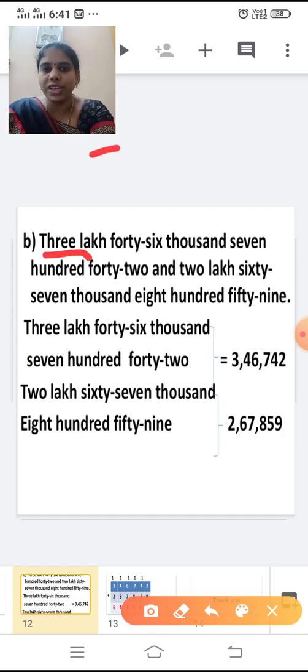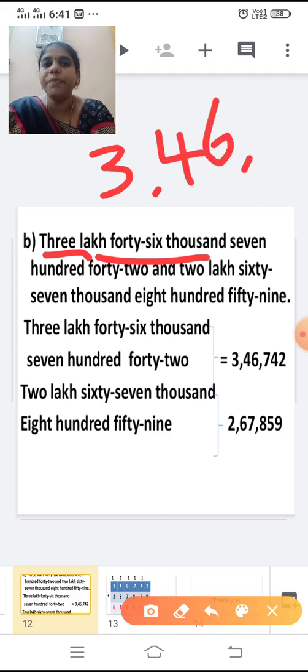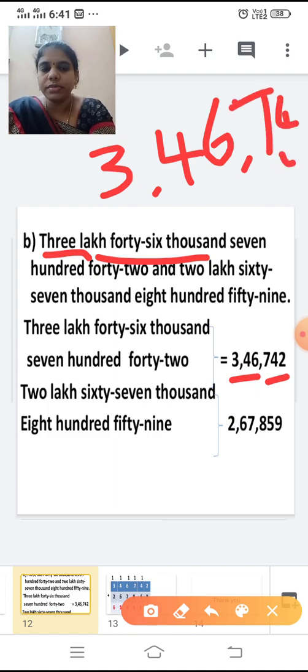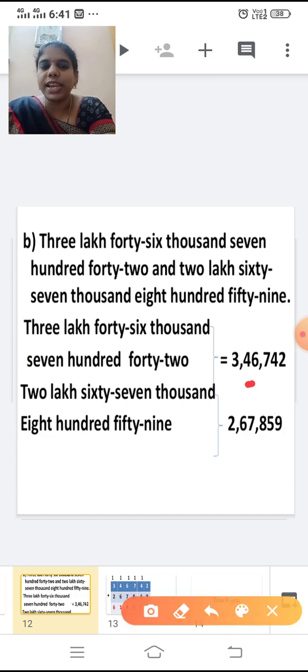3 lakh. So 3 in the lakhs place. 46,000. So 46 in the thousands place. Thousands period. 3 lakh 46,000. 742. So 3 lakh 46,742. So 3 comma 46 comma 742. 3 lakh 46,742.